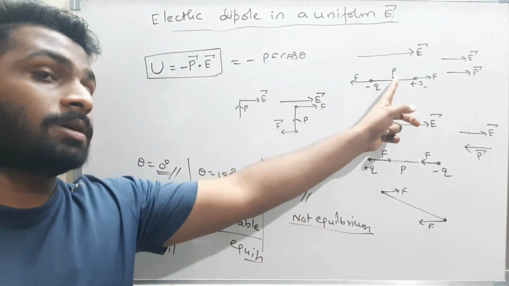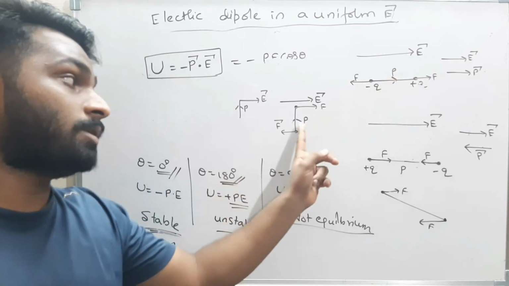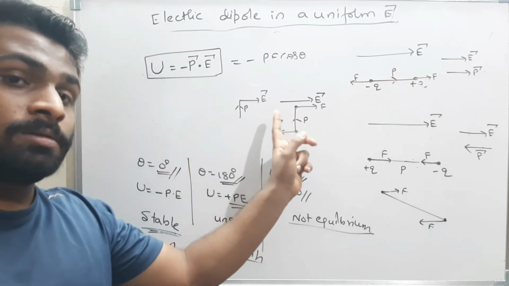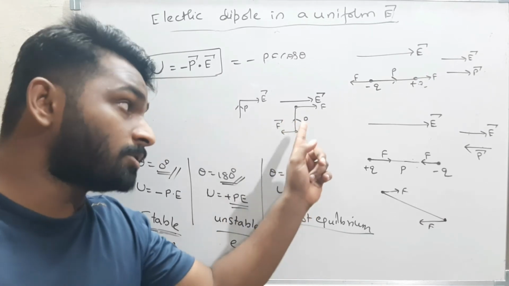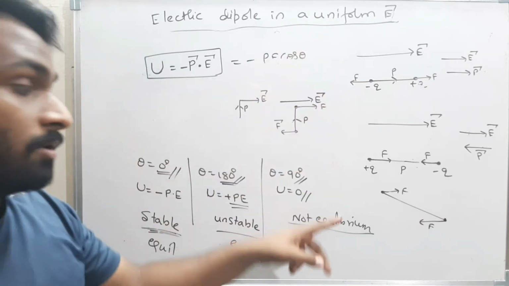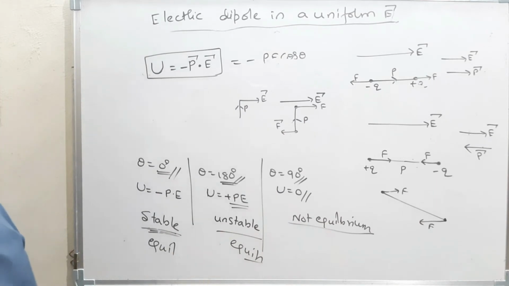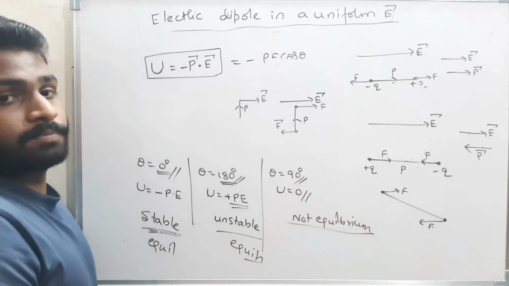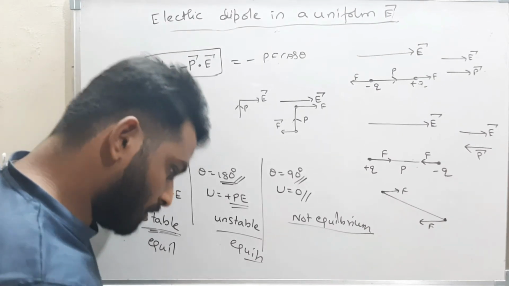This is also stable equilibrium, but this one, if I left it, it won't stay there. Even without any disturbance, this will start to rotate. Therefore, it is not at all equilibrium. In this condition, it is not at all equilibrium. That's all. I think this is clear. Okay.